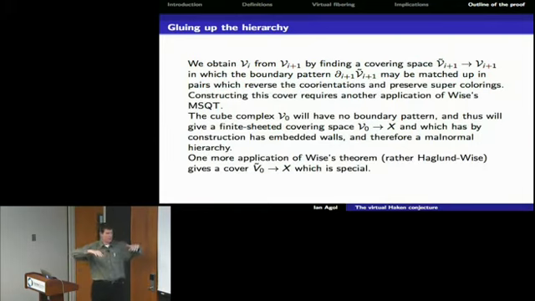At each stage, we pass to a covering space where we can glue up the next stage of the hierarchy, and then pass to a covering space again and glue it up. And the supercoloring somehow guarantees that everything will match up in pairs. Okay, and then one more application of Wise's theorem gives us a cover which is special, because now we have this Malnormal. We've reverse engineered a quasi-convex hierarchy, and Wise proved that quasi-convex hierarchies are virtually special.